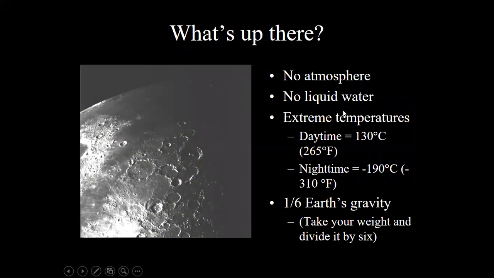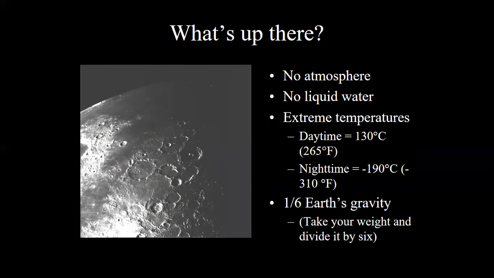So what's up there? We know that the moon is the closest terrestrial item to the Earth. On the moon, there's no atmosphere, no liquid water, and it does have extreme temperature changes. In the daytime, the temperature on the moon is 265 Fahrenheit, and in the nighttime, it's minus 310 Fahrenheit. So you can imagine what the temperature fluctuations are like on the moon.